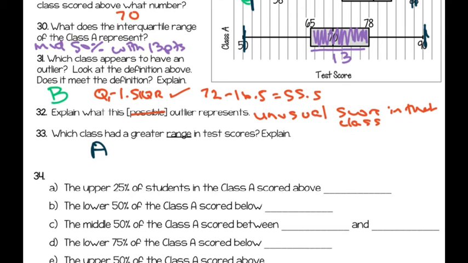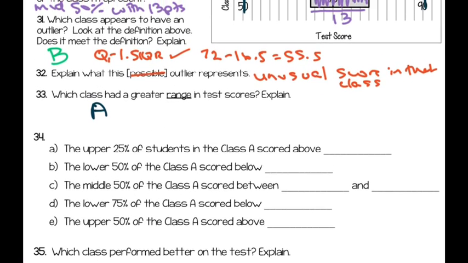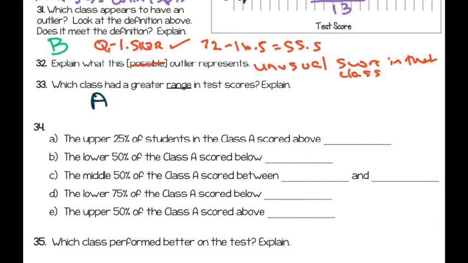Okay, 34, it says the upper 25% of the students in class A scored above what? So you should be able to answer all of these questions based on what you see in the box and whisker plots. So maybe pause the video and then you can answer those and just come back and make sure you got it right.